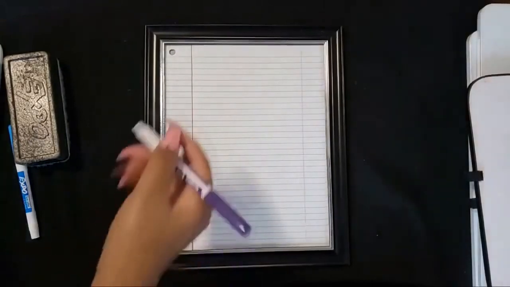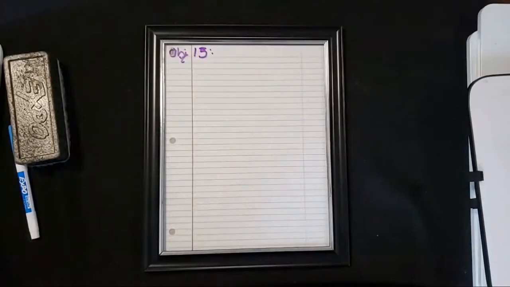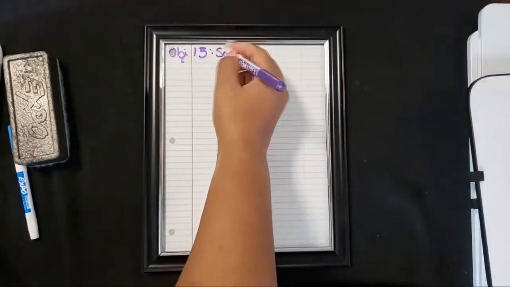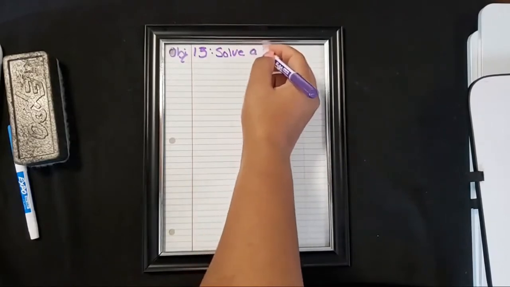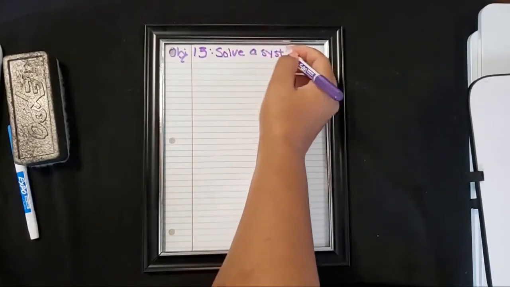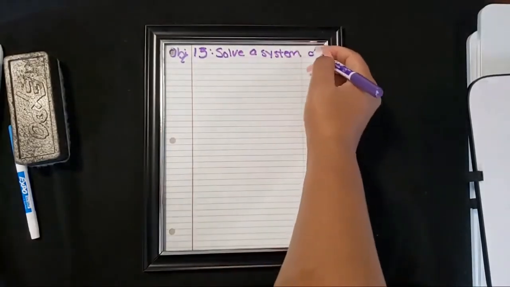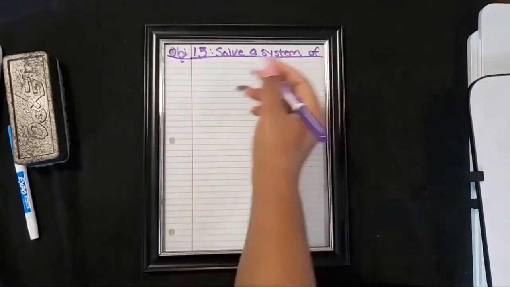So for objectives 13, 14, and 15, you remember we're working on solving systems of linear equations. For 13, we talked about graphing. For 14, we talked about substitution. And for 15, we are doing addition, also known as elimination.